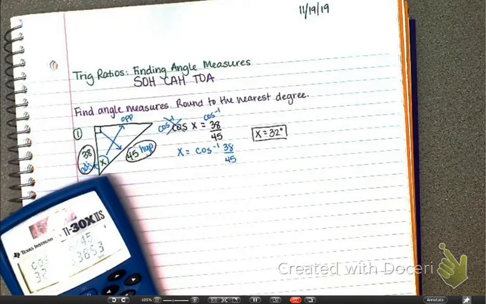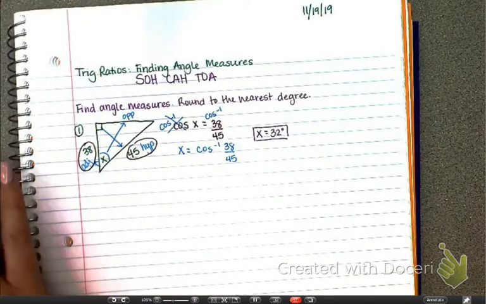Okay, so as you move forward through this unit, you're going to have to read the directions, right? Because if you're finding side length, you're just going to use sine, cosine, tangent. If we're finding an angle, we're going to have to use the inverse of those. Does that make sense? Okay, let's do another one together. And then I'm going to have you try one or two.